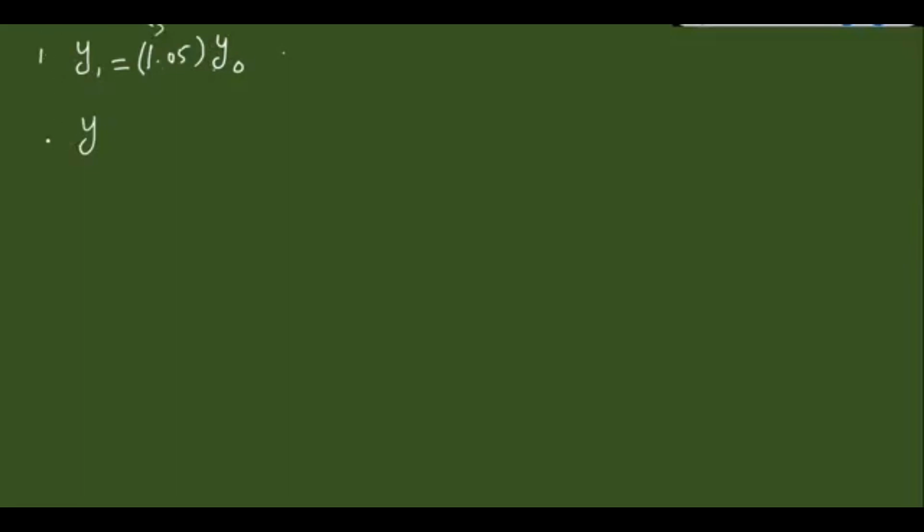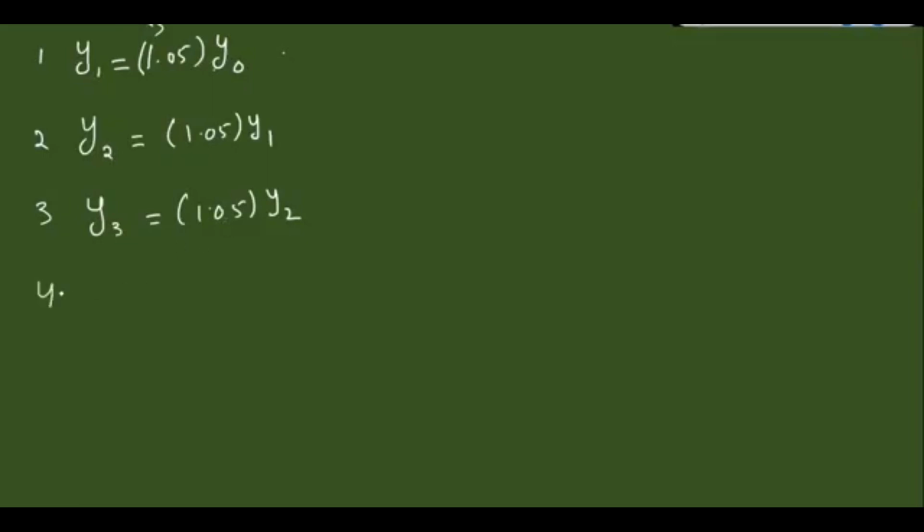Now for the second year, that is y2, at the end of the second year I must get 1.05 of y1. I can express y1 in terms of y0 as well. But the main point is that the new value depends purely on the previous value. So y3, the third year ending, is 1.05 of y2, because that is the principal amount for the next year.